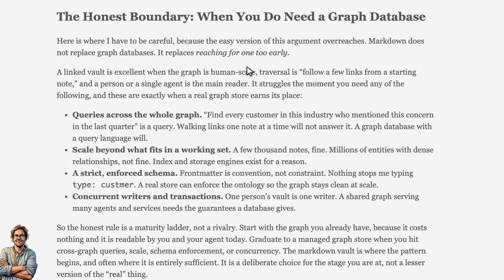So the obvious objection, this only works because your vault is small. Correct, and the post says so. Traversable reading is fine for thousands of nodes and a single reader. It breaks on millions of entities, cross-graph queries, and many concurrent writers. The honest rule is a maturity ladder, not a rivalry. Start with the graph you already have, graduate when you hit those walls.